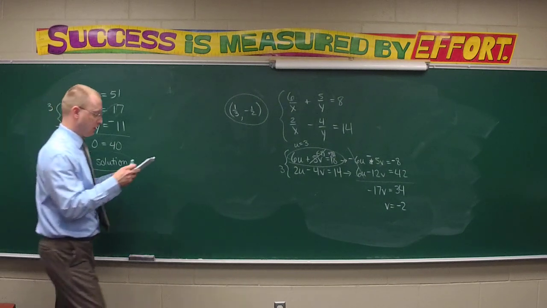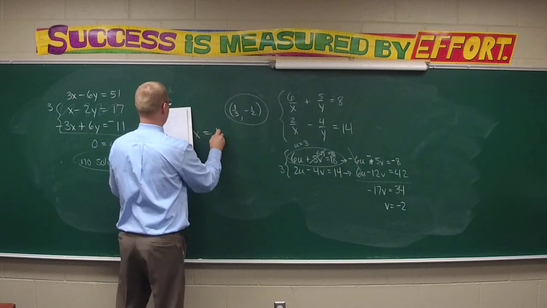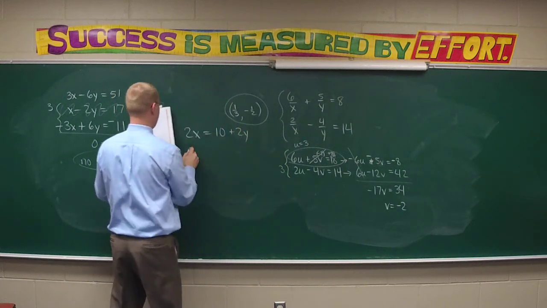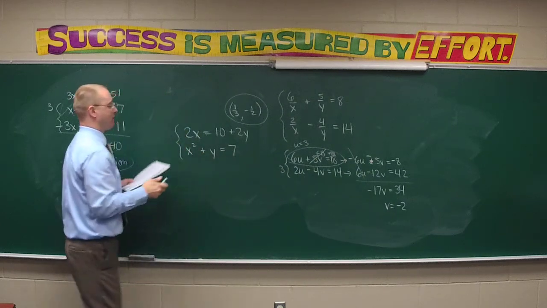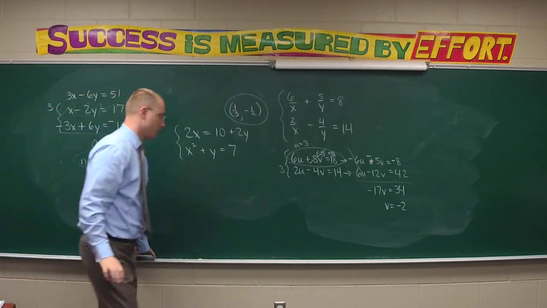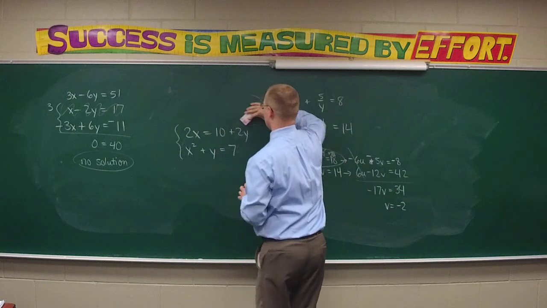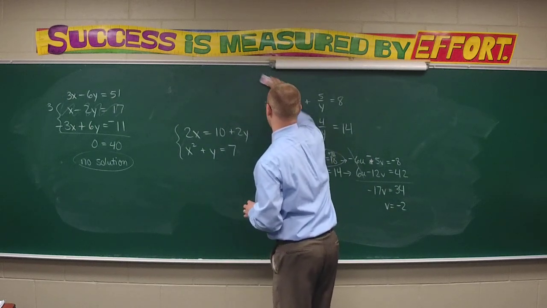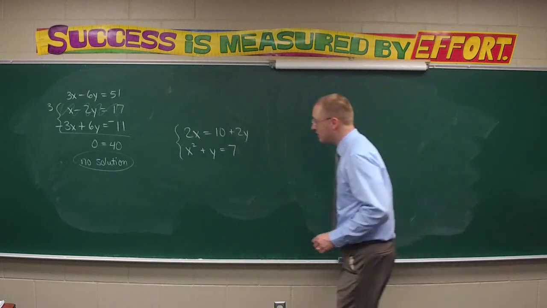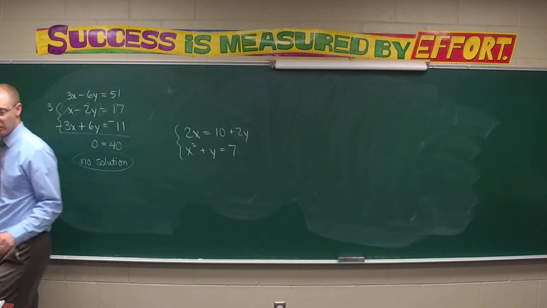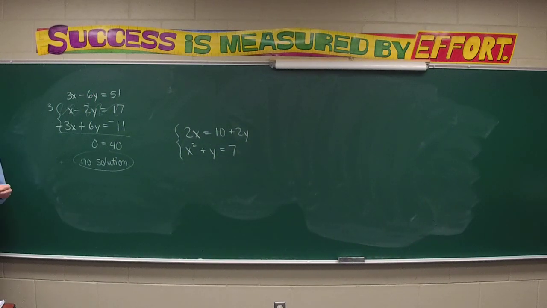Write this one down if you would, please. 2x is equal to 10 plus 2y, and x squared plus y is equal to 7. And let's start with Audrey. What do we need to do here? Okay, do substitution. Yep, fine. Substitution is always good when one is quadratic.